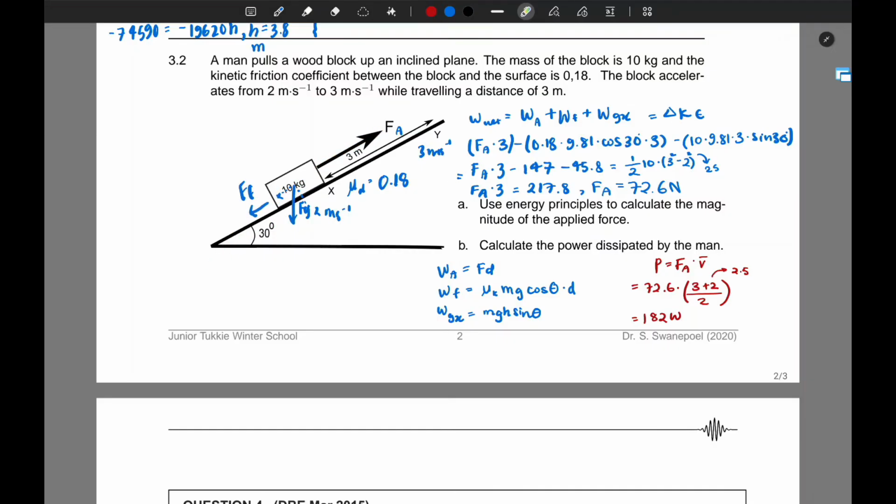So what we're going to do here is, again, we're going to use the net force. Net work done is the change in kinetic energy, which we'll then expand to create the equation where it's F applied into the distance, which is 3 meters. The work done by friction is the coefficient into mg cos theta, into the distance. Then the work done by gravity is mg sine theta.